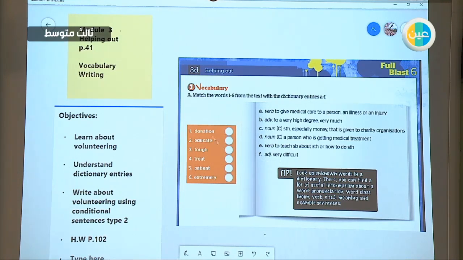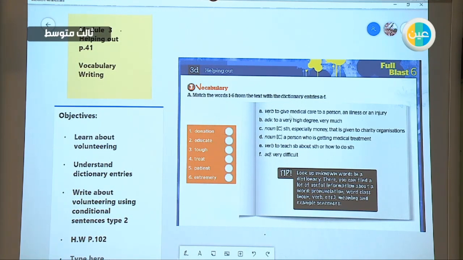So let's say that you're going to find the meaning of those words in a dictionary and try to match them with their meanings here. We have donation, educate, tough, treat, patient, and extremely. We're going to match them with the entries from A to F. Let's read the entries together.